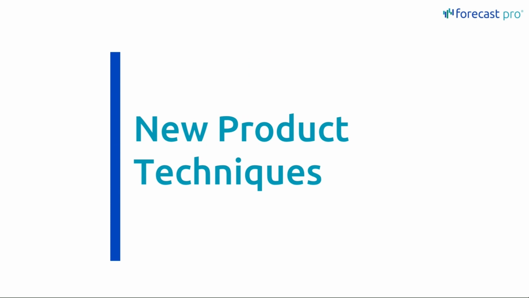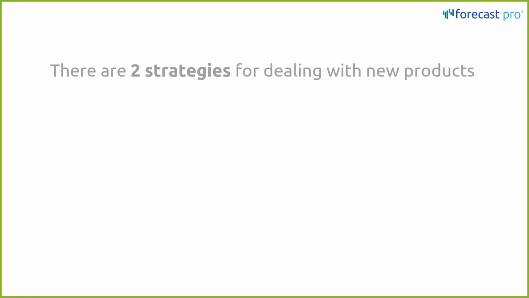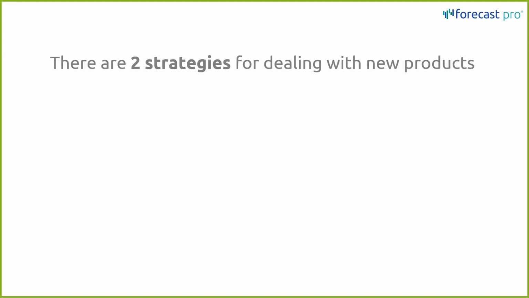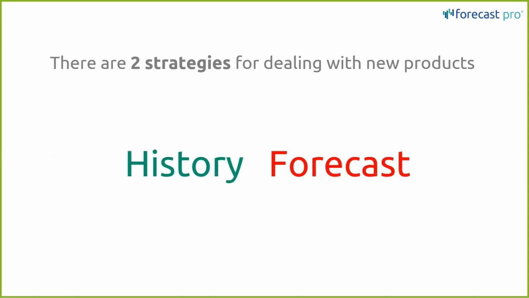There are essentially two approaches we can take. New products have little to no history. Of course, we know that we build the model based on the history of an item, so we can solve this issue by either supplementing the history of the new item or impacting the forecast directly. And I'll give you some examples of those.